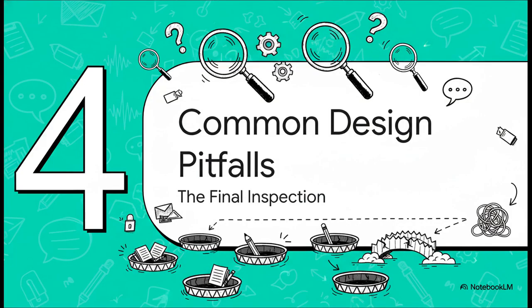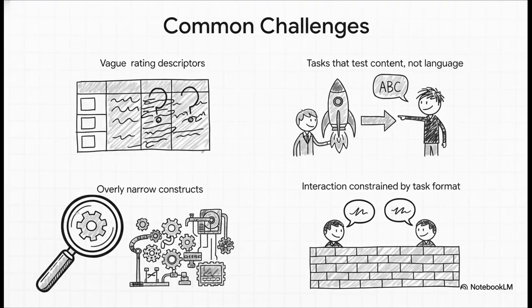Okay, so we've followed the blueprint, we've built our test, now it is time for one final inspection. We've got to make sure we haven't fallen into any common traps that could totally sink all of our hard work. And here are some of the biggest culprits you'll see. Things like vague scoring rules, where a good performance is totally up for interpretation, or tasks that accidentally end up testing someone's knowledge about science instead of their ability to explain it. A really well-designed test sees these problems coming a mile away and is built to avoid them from the very start.